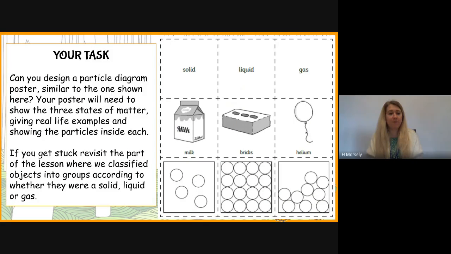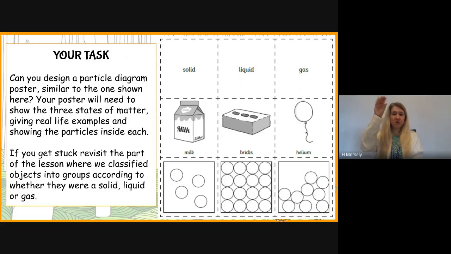So your task is to design a particle diagram poster similar to the one shown here. So you can see it's a solid, liquid and gas. We've got a real life example of each. So you've got an example of a solid and a particle, but they're all mixed up. Liquid. Brick's not a liquid, is it? No, so I know that all of these are mixed up. What I'd like you to do is to design a poster and put them in the correct place.